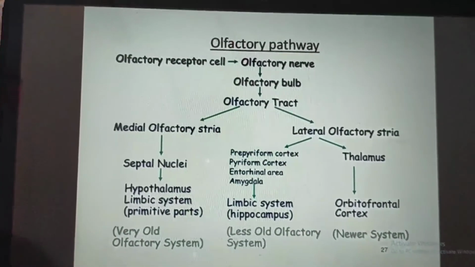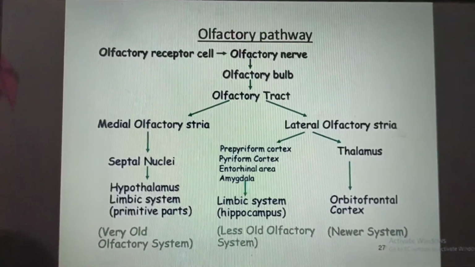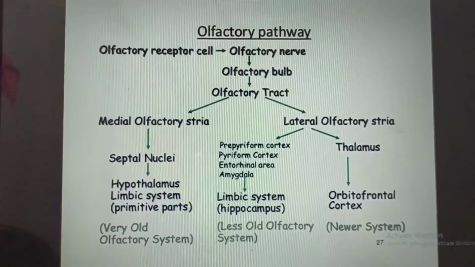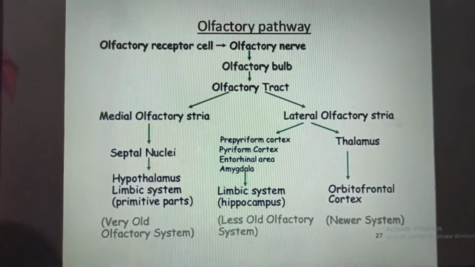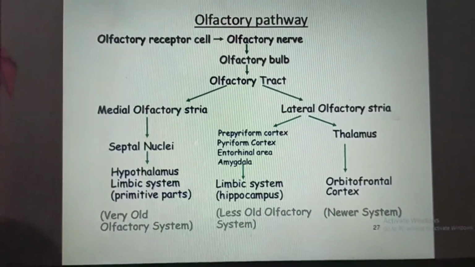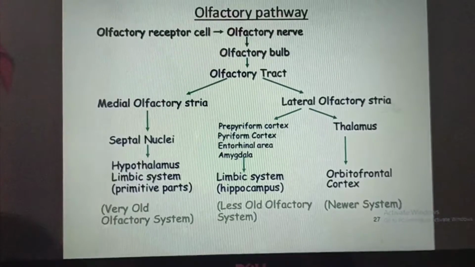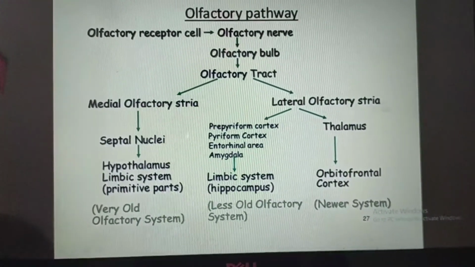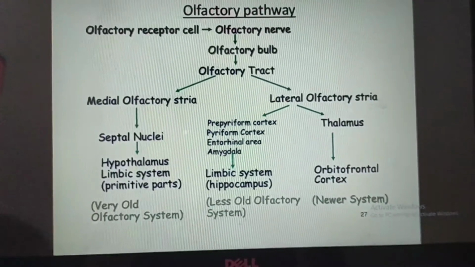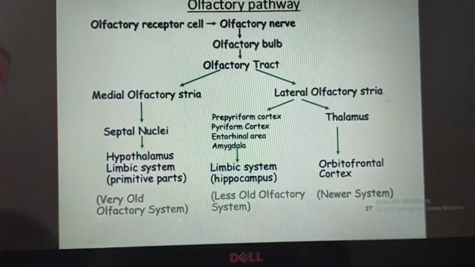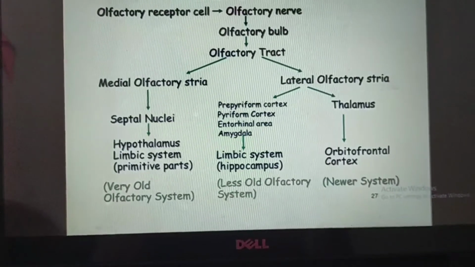So in short, you can summarize the olfactory pathway through this chart. Olfactory receptor cells merge into the olfactory nerve, then it goes to the olfactory bulb, then it travels to the olfactory tract, and then it divides into medial olfactory stria and lateral olfactory stria, where the medial olfactory stria goes to septal nuclei, and then it travels through the hypothalamus to the limbic system, which is called the very old olfactory system.